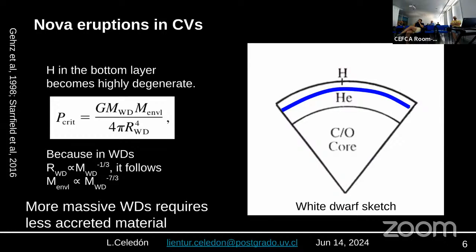In the case of white dwarfs, they show a relation where the radius and the mass are inversely proportional to each other. So in the end, the amount of matter required to ignite the thermonuclear runaway will depend only on the mass of the white dwarf. And the more massive the white dwarf is, the less material is required to produce this effect that is called the thermonuclear runaway.